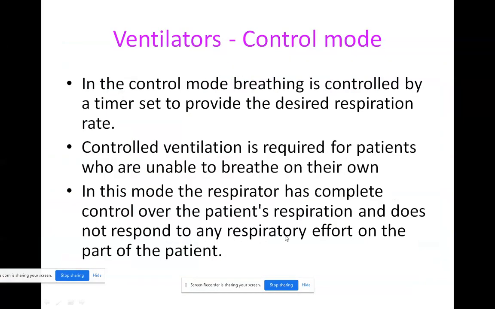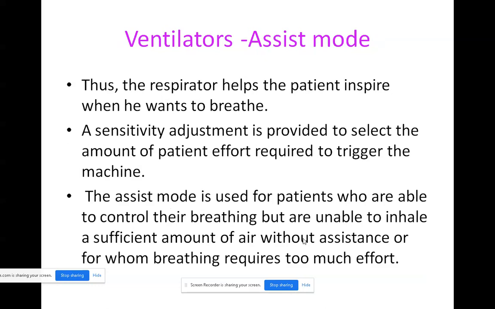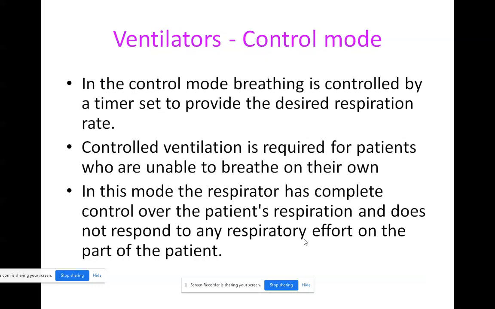So in the control mode, breathing is controlled by a timer. In the assist mode, breathing is controlled by the patient. Here the breathing is controlled by a timer which is going to set the desired respiration rate. In the assist mode, the patient will be setting all these setups. In the control mode, automatically your timer will set the respiration rate.